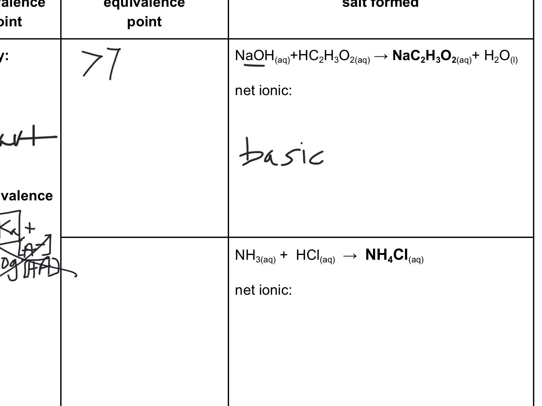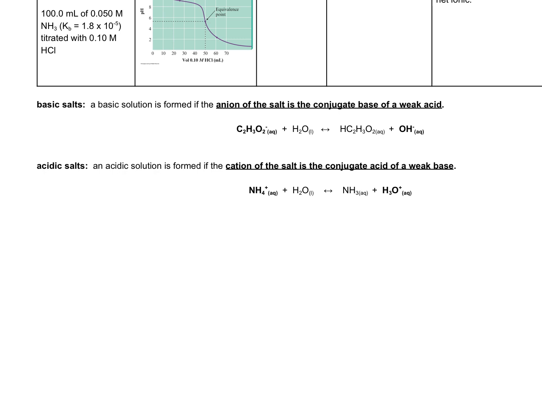We've got our base and our acid. We do our double replacement. We get water and our salt. And in this particular example, sodium acetate is what we call a basic salt. This is where the anion of the salt, so in this case, the acetate ion, is the conjugate base of a weak acid. So therefore, it can go back and reform that weak acid when it reacts with water, which would be in the solution.